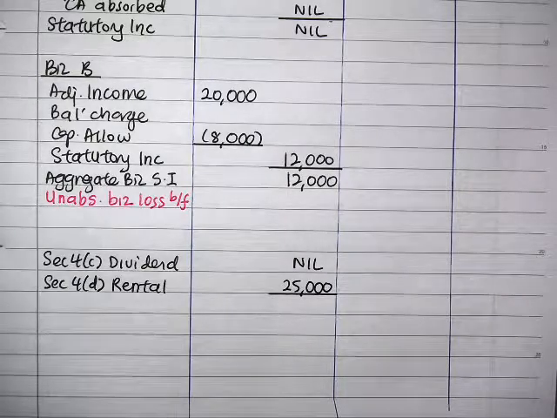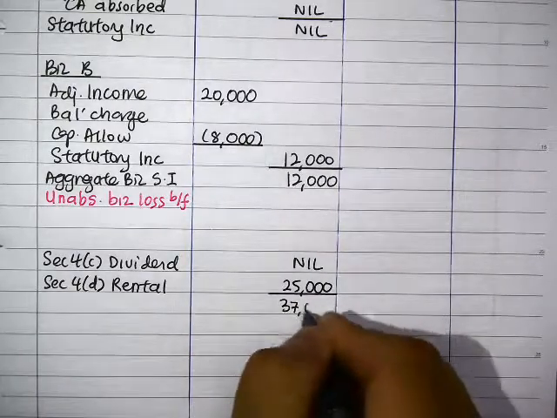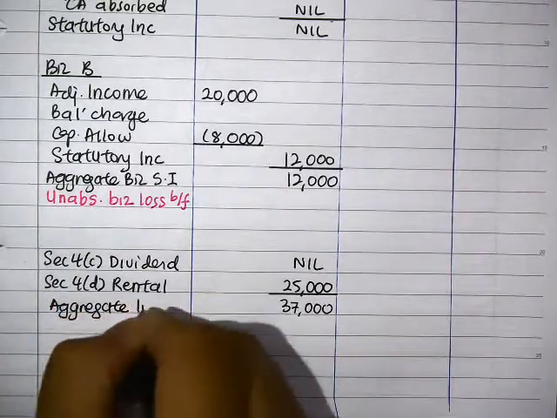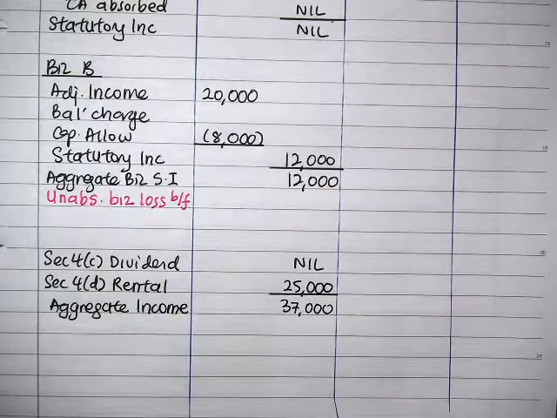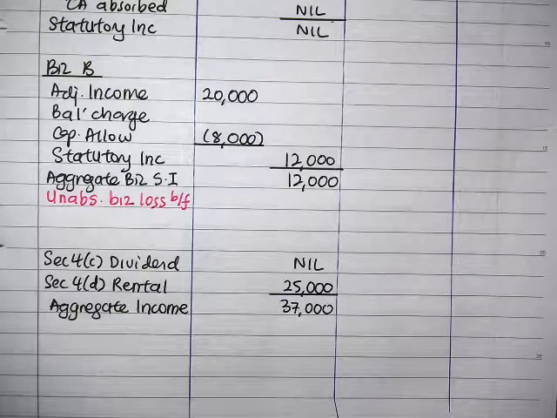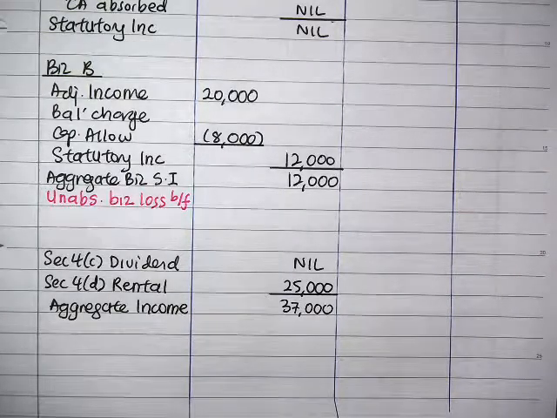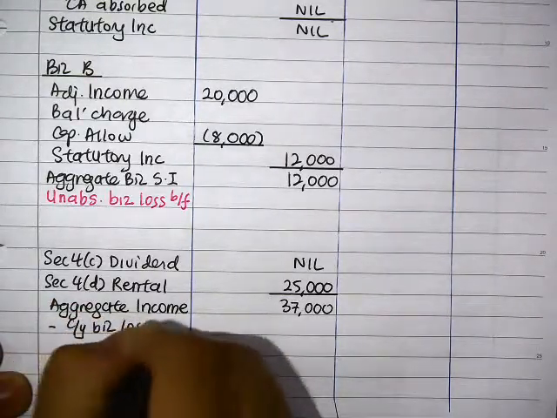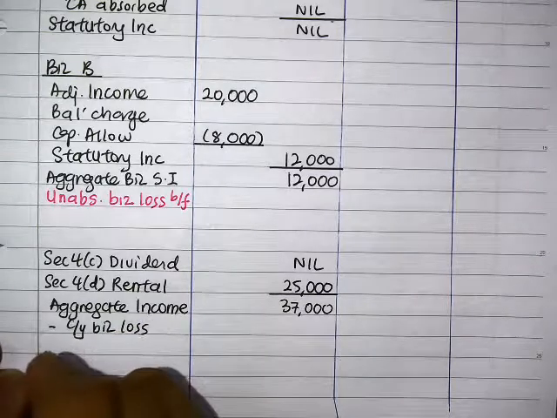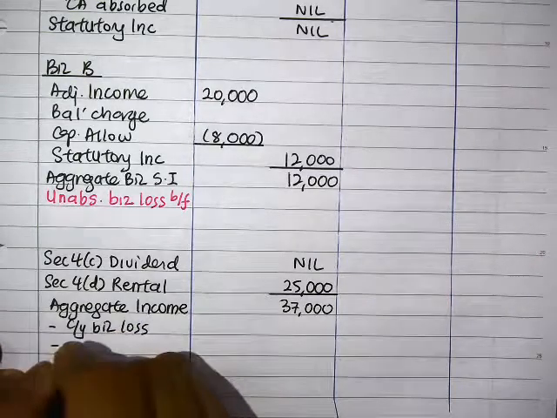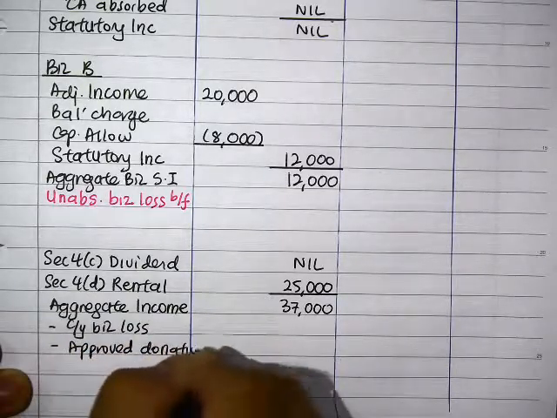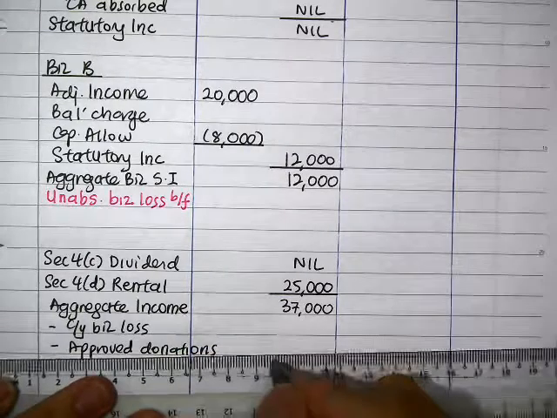Right, so 12 plus 25, we have 37. What is this? That's your aggregate. And from the aggregate, there's two things you're going to minus. The first thing you have to minus is your current year business loss, then followed by approved donation, which of course in this case is none. But anyway, I'm just going to write it down. This is just to remind us that there will be an approved donation here.